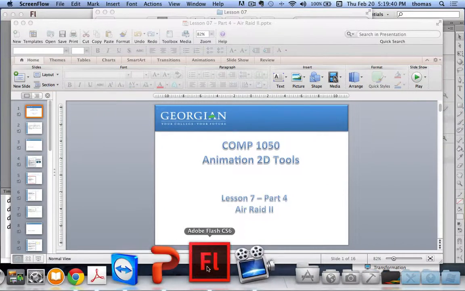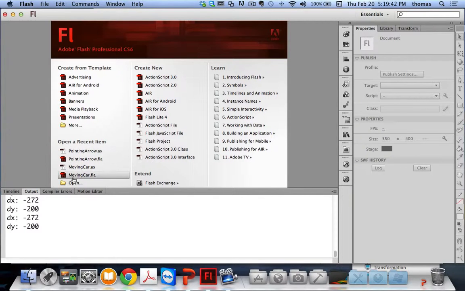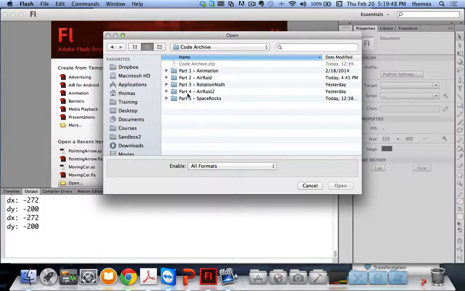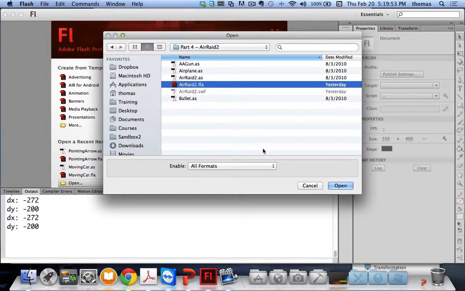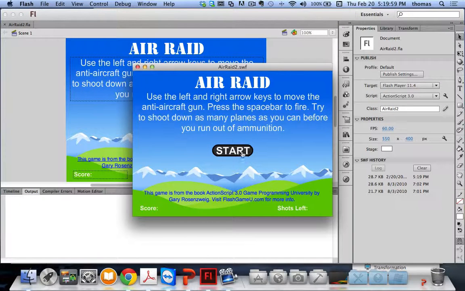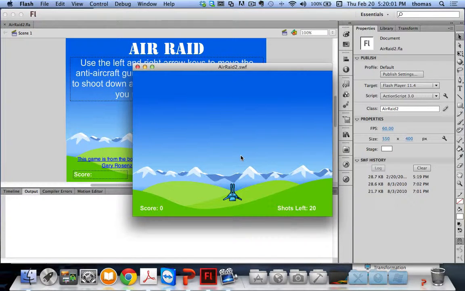I'll go back to Flash, and we'll open up in the code archive. We'll see Part 4, which is Air Raid 2. Air Raid 2 has a couple of other classes. So here's my Air Raid 2, and if I run it and start the game, I have my ships, but instead of moving my gun left and right, now just my angle moves. So now it's going to be firing at a different angle.